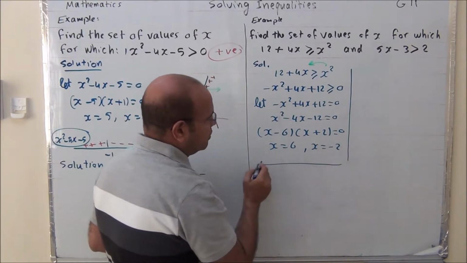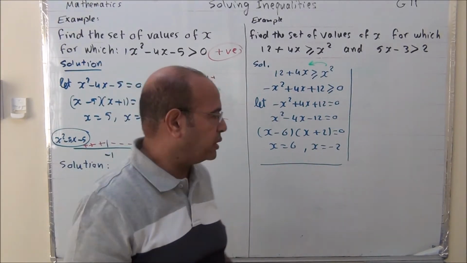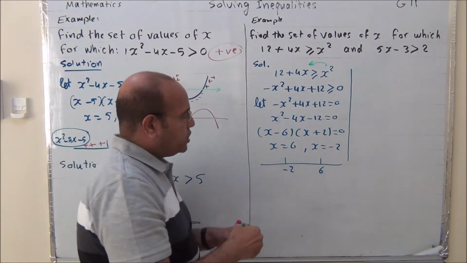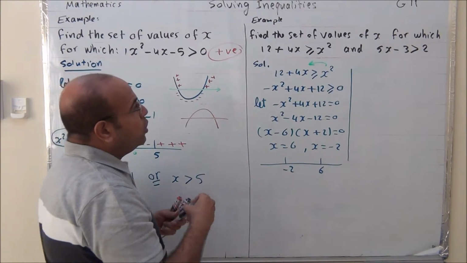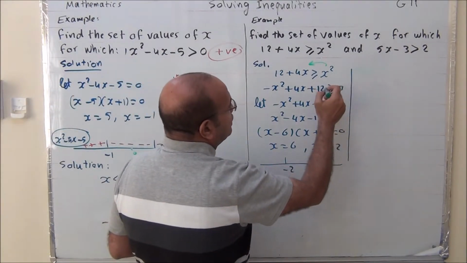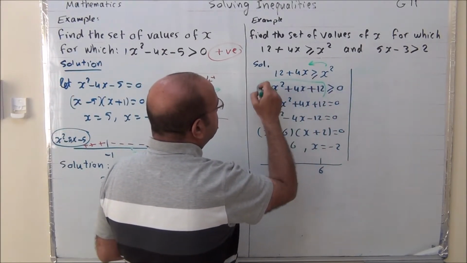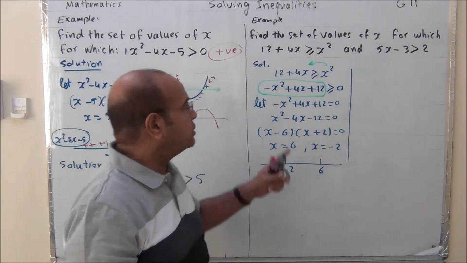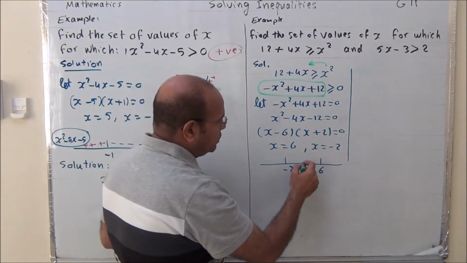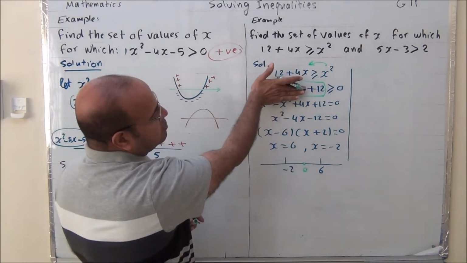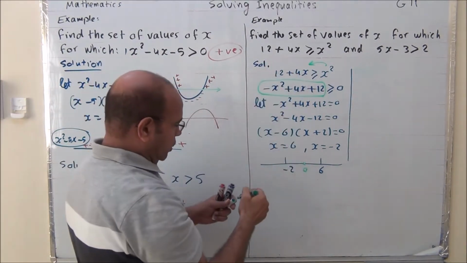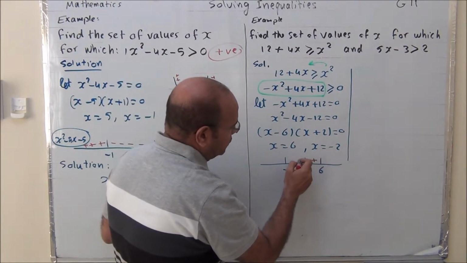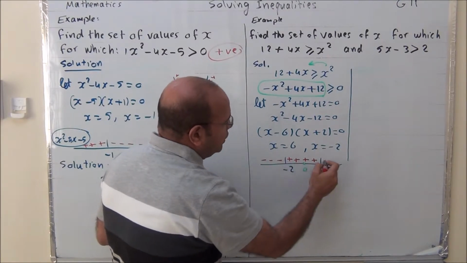Draw the number line and represent the two numbers in order. -2 comes first and then positive 6. We check. What do we need? We need to solve this inequality. It's okay? This one. So we choose a number between -2 and 6 to check the sign of this. The best one is 0. When you replace x by 0, it becomes a positive 12. So in between -2 and 6, it will be positive. Outside, it will be negative.